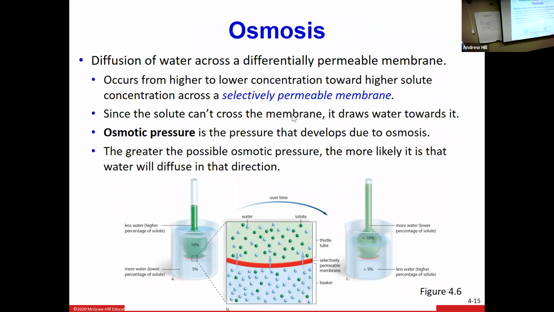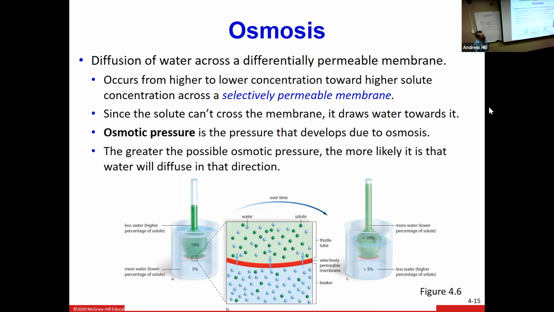Okay, so here's a picture. We have the diffusion of water across the differentially permeable membrane. It occurs from higher to lower concentrations of water, and toward a higher solute concentration, all across the selectively permeable membrane. Since the solute can't cross the membrane, it draws.